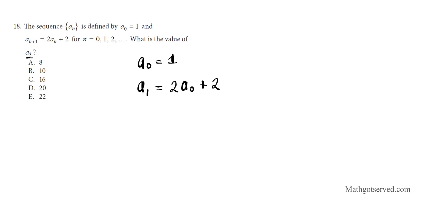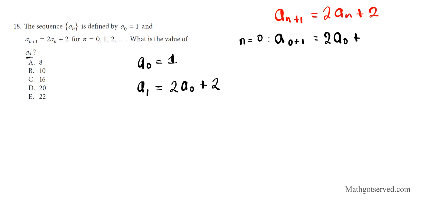So this is the recursive definition: a sub n plus 1 equals 2a sub n plus 2. I'm claiming that a sub 1 is this, so let's see if that's true. Remember, it starts from n equals 0. So I'm going to have a sub 0 plus 1, note n equals 0, equals 2 times a sub 0 plus 2, since n is 0. If you work this out, you have a1 equals 2a0 plus 2. That's how I came up with the first definition here. I set n to 0 because that's the first one.